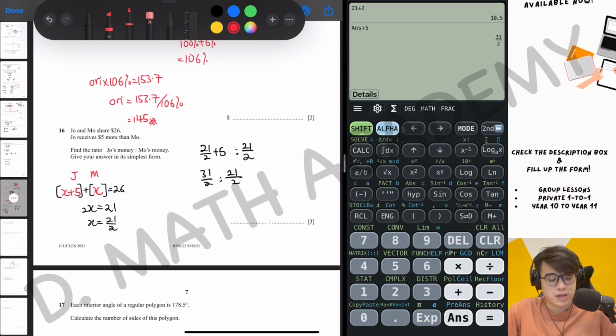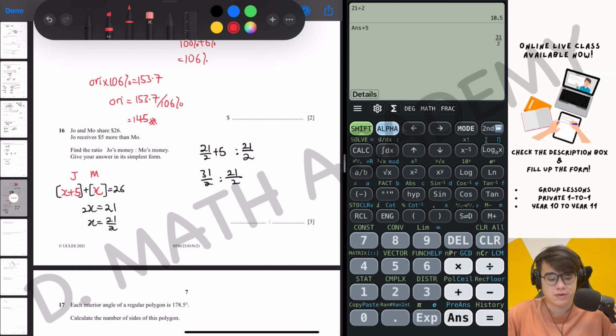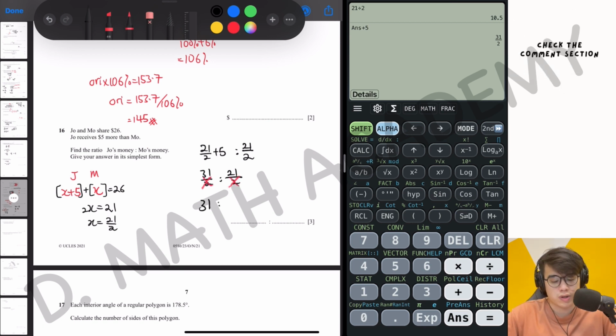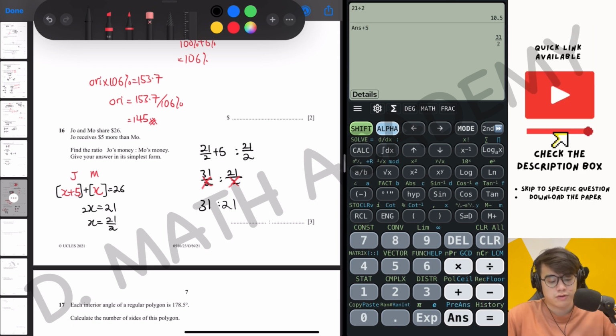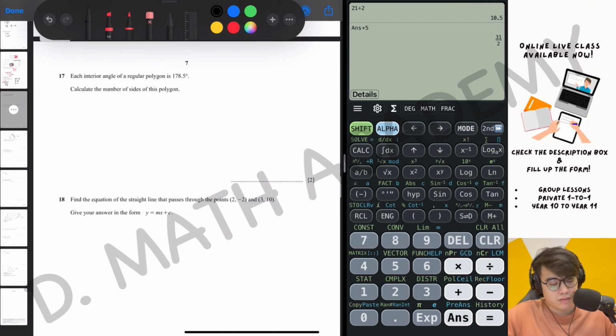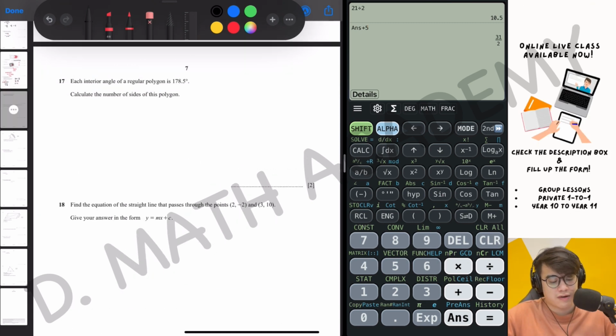Okay, interesting. They happen to have the same denominator, so you can then cancel it off, and your final answer will be 31 to 21. So that's how you get question 16 sorted out. Okay, halfway mark. We have a little bit of questions left.